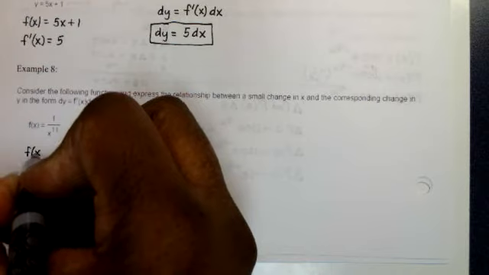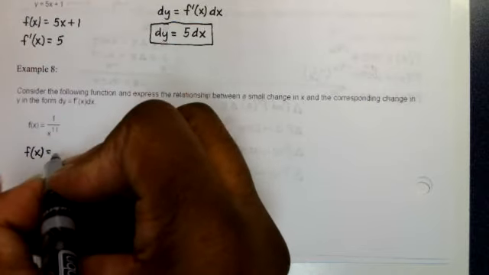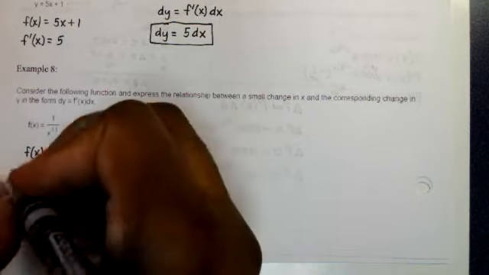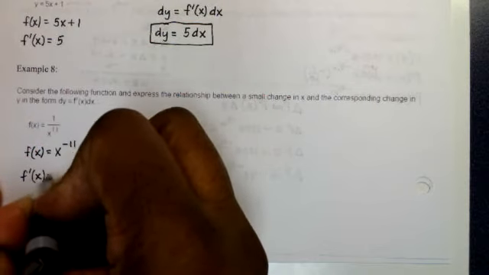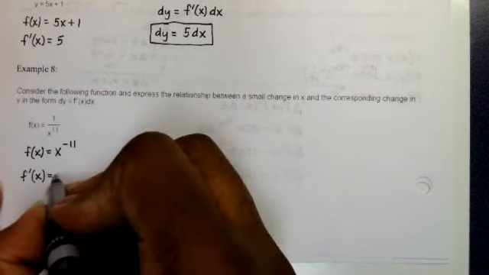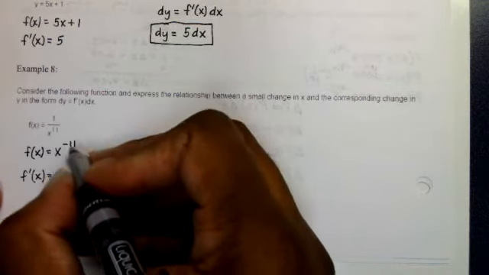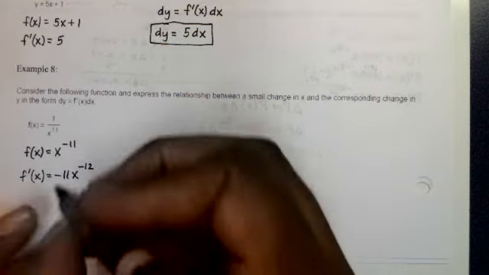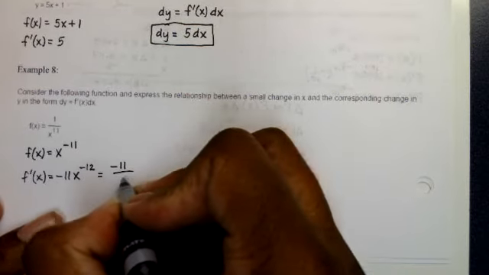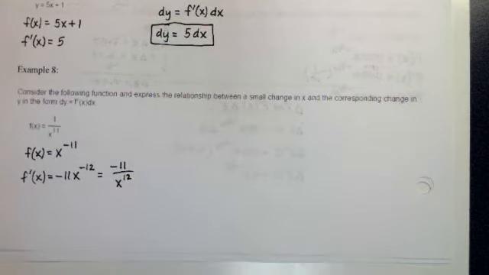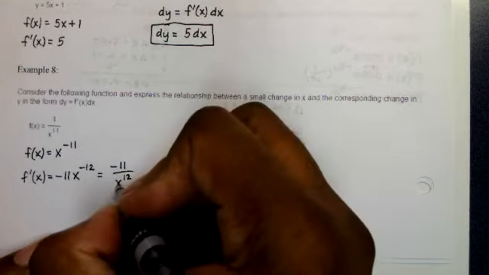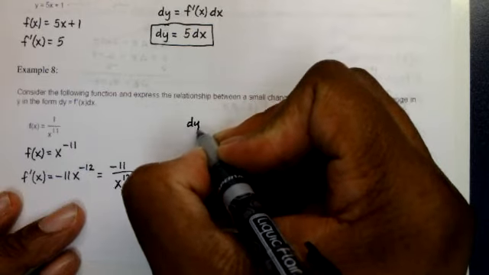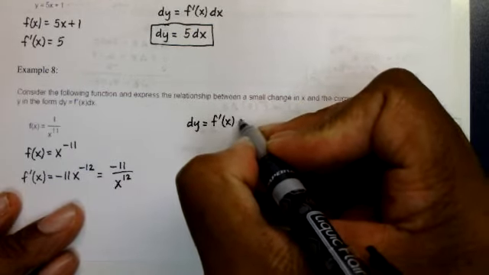All right, let's rewrite that function f of x using negative exponents. 1 over x to the 11th will be the same as x to the negative 11. And then find out what f prime of x will be. So f prime of x is going to be equal to, here we bring the power down, that's a negative 11, copy the x over to the 1 less power. Negative 11 minus 1 will be negative 12, so it'll be negative 11 x to the negative 12. Using positive exponents, this will be negative 11 divided by x to the 12. I just bring the x in the denominator and change that exponent of negative 12 to positive 12. Okay. And then the form is dy is equal to f prime of x dx.